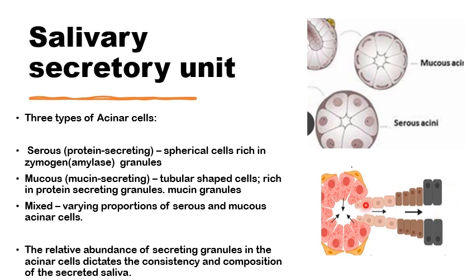For the acini, the types of cells are either the serous acinus, which is spherical cells full of zymogen granules, which are protein-rich granules, or mucinous cells. Here the cells are more tubular and are full of granules of mucin, or it can be a mixture of the two with some serous acini and some mucinous acini. The relative abundance of the serous or the mucinous acini in a particular gland would dictate the consistency and the composition of the saliva secreted by that gland.